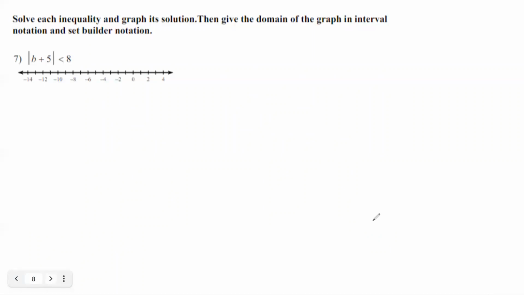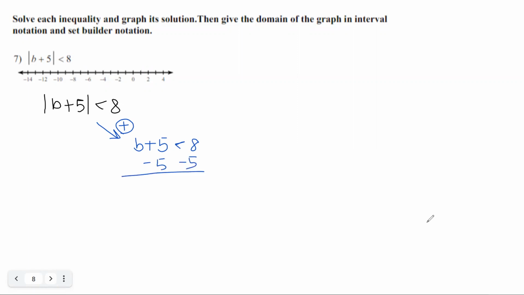So since this problem has the number line, I'm just going to rewrite it below so I can use that number line. Absolute value of b plus 5 is less than 8. Step 1's complete because the absolute value is alone. It's isolated already. So our positive case says b plus 5 is less than 8. We're going to subtract 5 on both sides. You get b is less than 3.